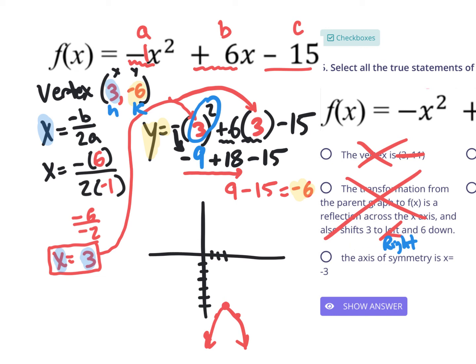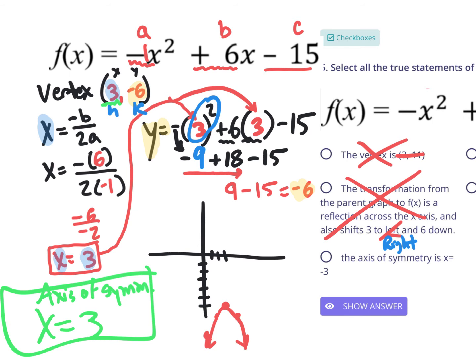Axis of symmetry, that's an easy one. The axis of symmetry will be x equals the x value of your vertex, which is 3. X equals 3, that's the axis of symmetry. Now, is the axis of symmetry x equals -3? We know it should be +3, so that's not it either. Man, nothing's been true so far.